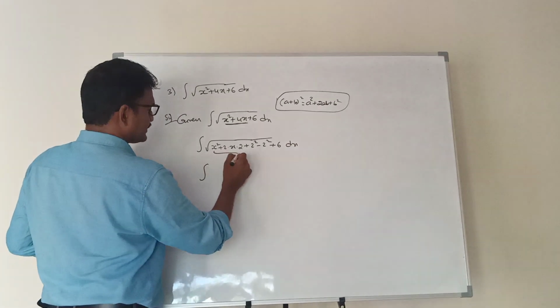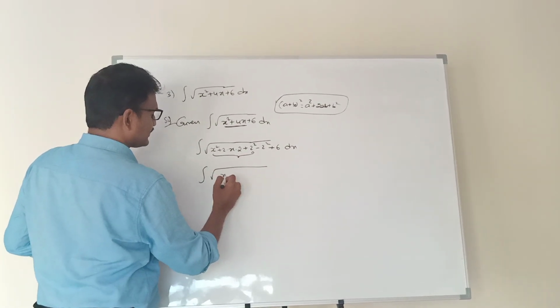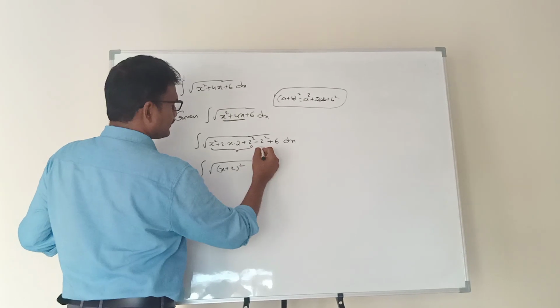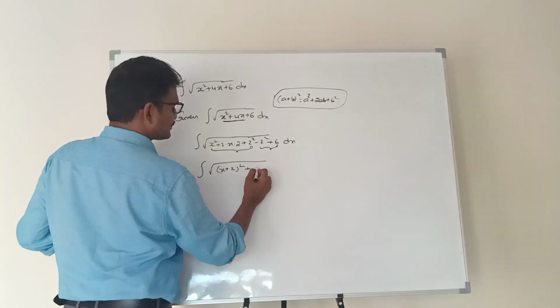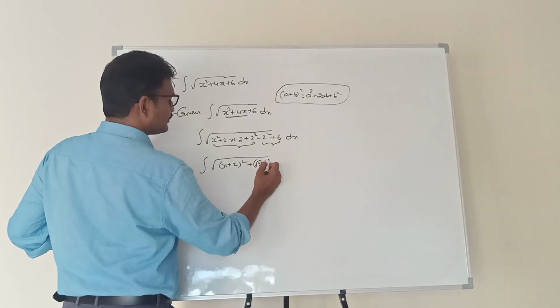Next, if you consider up to this part, this is in the form of a plus b whole square, x plus 2 whole square, plus 6 minus 4. Plus 6 minus 4 means plus 2, and 2 we can write like this, root 2 whole square.